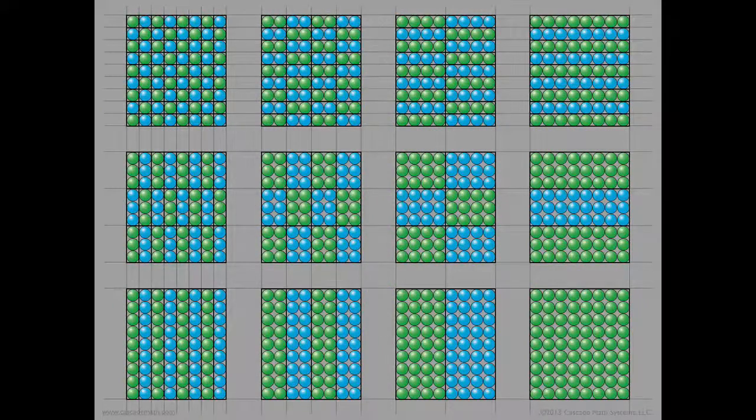Now, here are the different factors and how they relate to each other. You can see that each one of these represents a factor. If we look at the number of balls in each rectangle, bottom right is 72, bottom left is 9, and we can pick one in the middle, say there's 3 by 4, which is 12.